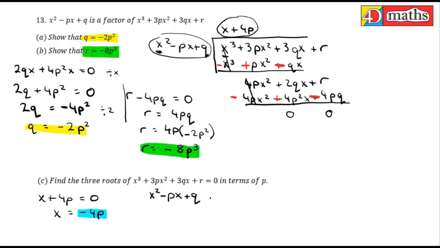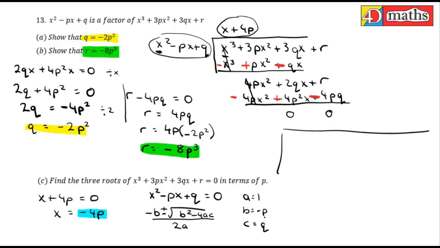Okay, so how do we factorize out this? Well, we can't use guide numbers, so we're going to have to use the minus b formula. Okay, so here's the minus b formula, and we'll see what happens. Okay, so what's A? A is 1, B is minus p, and C is q. Okay, so I'm going to need a bit of space up here. So put it in. So it's minus minus p plus or minus the square root of minus p squared minus 4 times 1 times q all over 2 times 1.